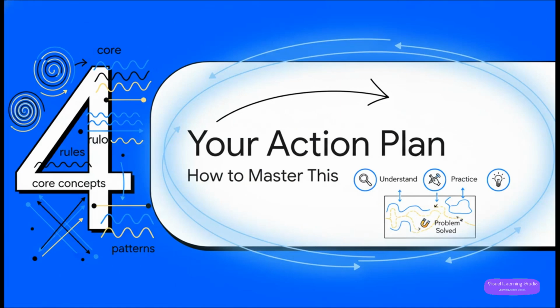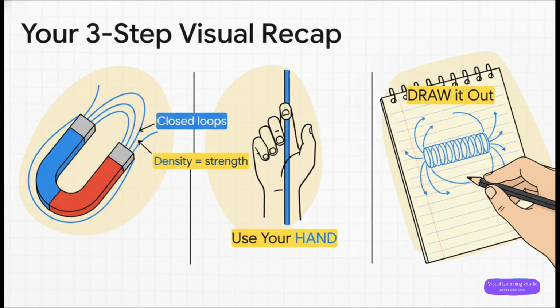Okay, so we've gone through the core idea, the four golden rules, and the most common patterns. So how do you make this all stick? How do you actually use this to get the right answers? Here's your simple go-to action plan. This is it. This is your takeaway.